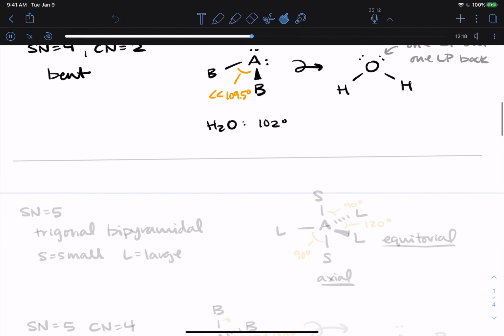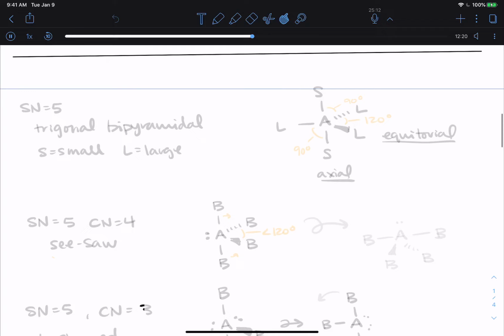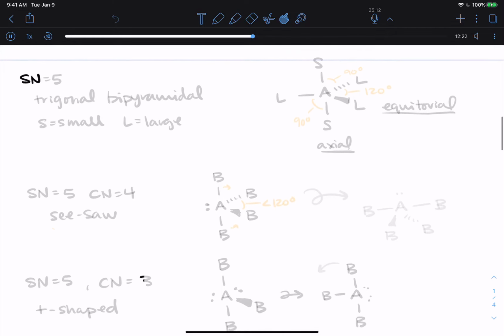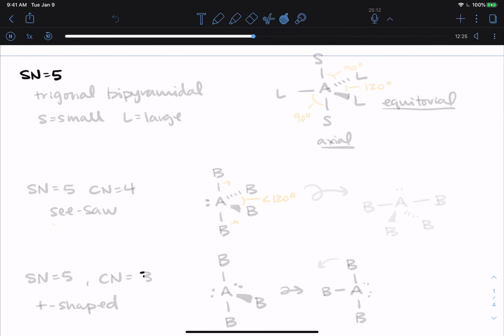So let's do steric number 5. And this is where we get to apply Bent's rule finally. So steric number 5 is trigonal bipyramidal.